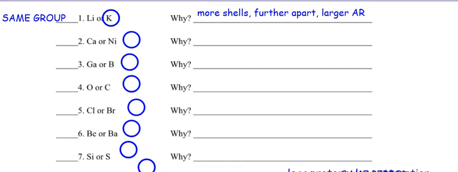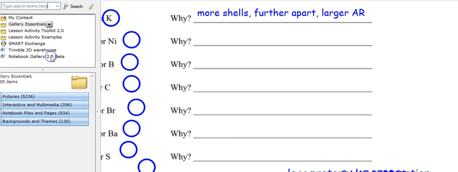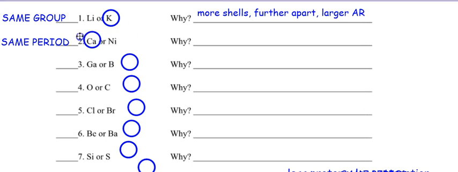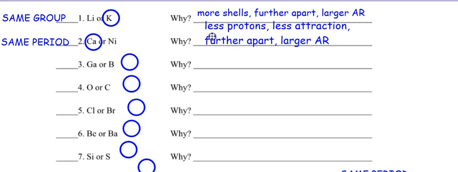So what's the relationship between calcium and nickel? I think they're in the same period, aren't they? Same period. There we go. So what do I do if they're in the same period? Which one is going to be bigger? The idea is calcium is going to be bigger. Why? Because within the same period, you have less protons, therefore less attraction. They're further apart, so you have a larger atomic radius.